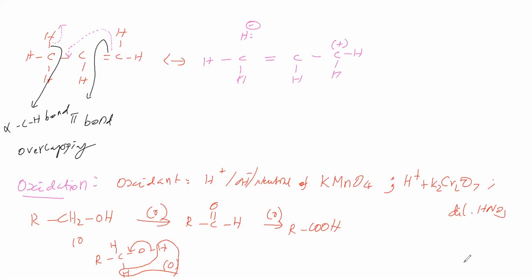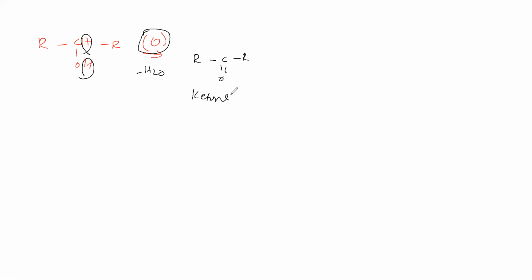Then we will see about secondary alcohol. We are taking secondary alcohols. First, nascent oxygen, what happens? What is removed? We will see. Now this hydrogen and this oxygen are removed as water. So what is obtained is a ketone. So secondary alcohol gives a ketone, we can say.